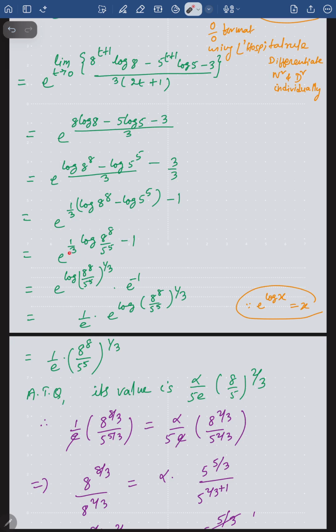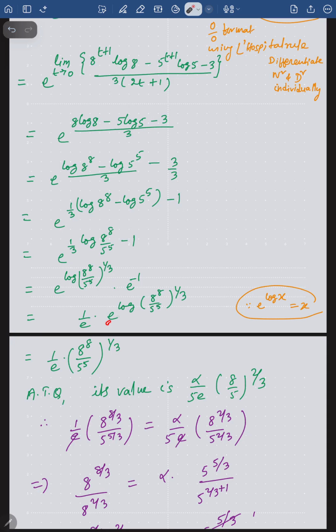Next step, this 1 by 3 will be raised to this power, whole of 8 raised to the power 8 upon 5 raised to the power 5 and whole raised to the power 1 by 3. Okay, and this e raised to the power minus 1. Okay, this one step is closed. So this can be written as 1 upon e, and this e and this will get cancelled. Okay, next step. So we will be left with only this much over here.